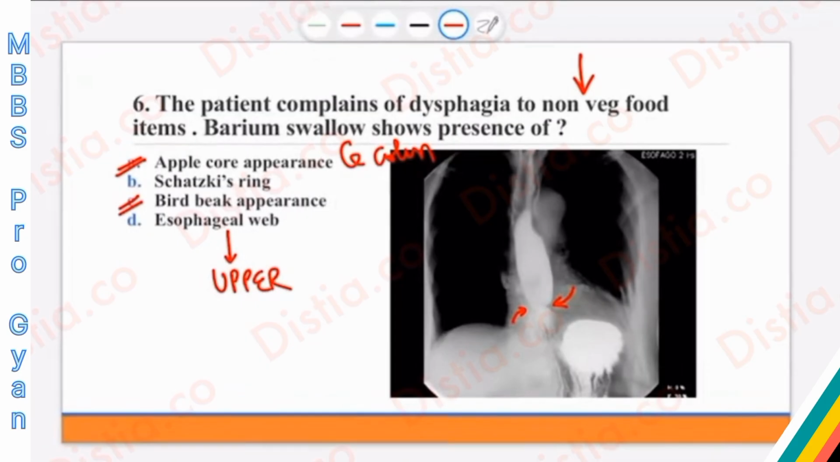I have highlighted and talked about Plummer-Vinson syndrome, where we have an upper esophageal web or upper esophageal involvement, and if you look at the image provided, you will notice that the indentation which is present in this image is very close to the fundus of the stomach. The correct answer to this question is option number beta.